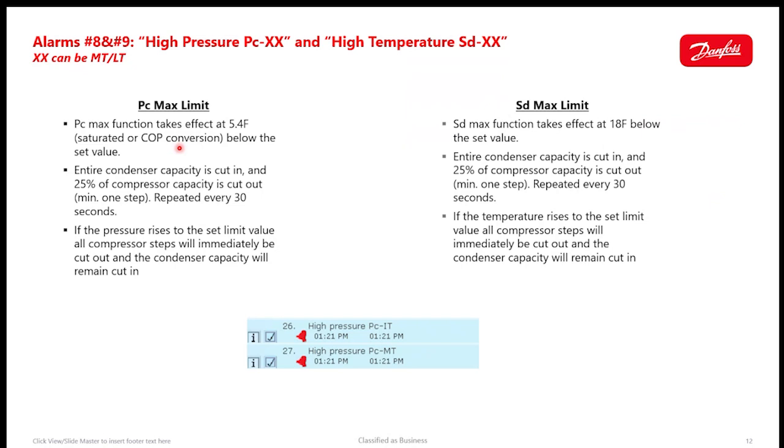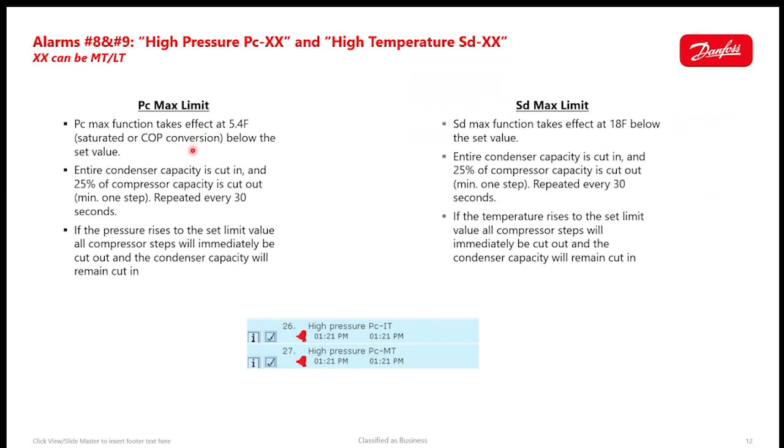So for example, in our Danfoss app, if we look at 1500 PSI, that's 109 degrees in our app. If I subtract 5.4 from that, that would be 104.6 degrees Fahrenheit. 104.6 degrees Fahrenheit is about 1407 PSI. So about 93 PSI below the 1500. And so what will we do once the discharge pressure exceeds that 1407?